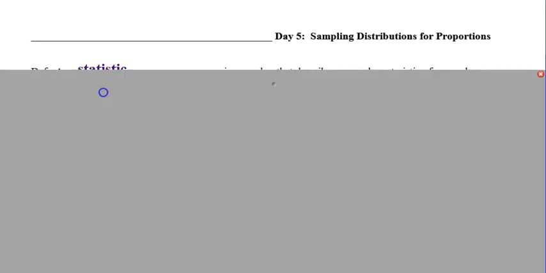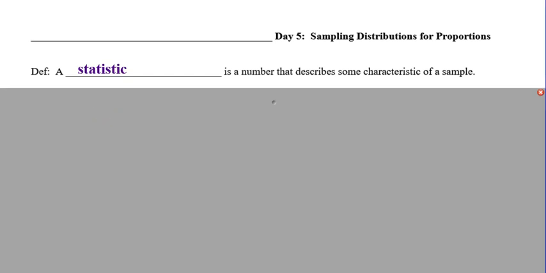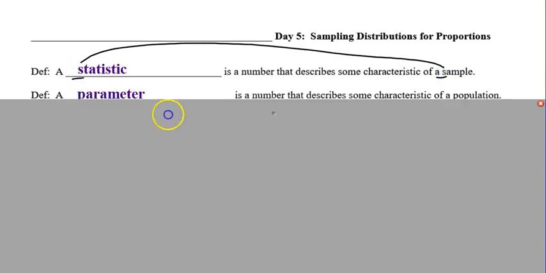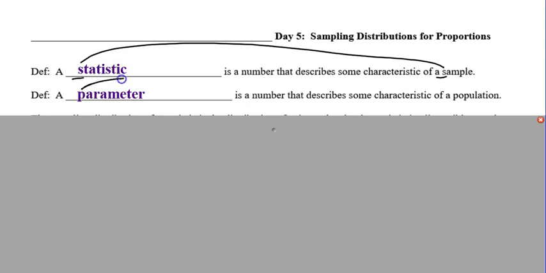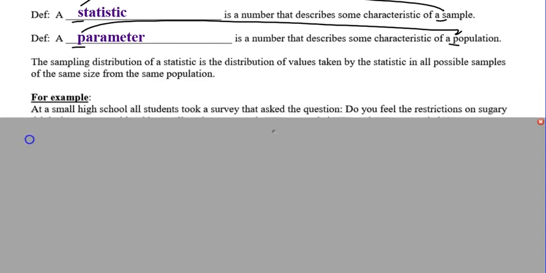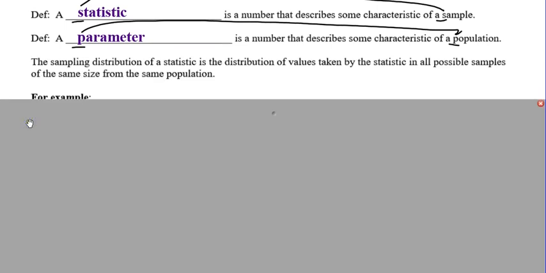All right, so day 5, sampling distribution for proportions. We've talked about before that a way to remember statistic has to do with the sample is because they both start with an S. And a parameter is a number that describes a characteristic of a population. P and P. That's the way to try to remember those two. Now, the sampling distribution of a statistic is the distribution of values taken by the statistic in all possible samples of the same size in the same population.